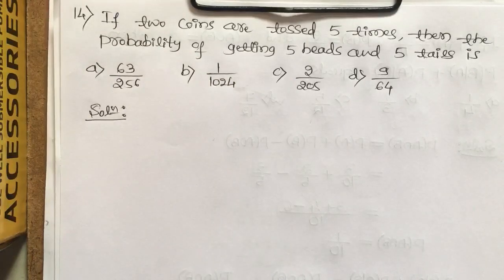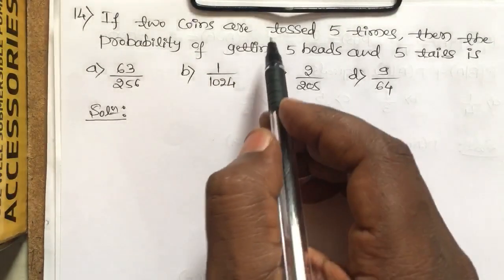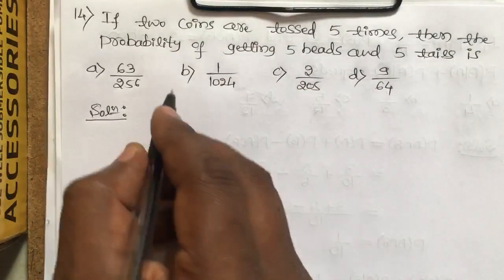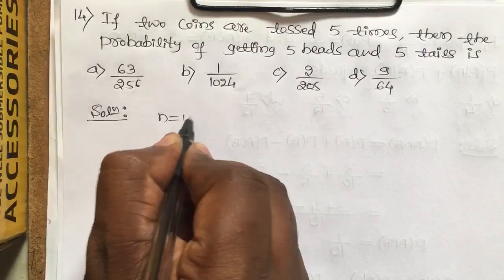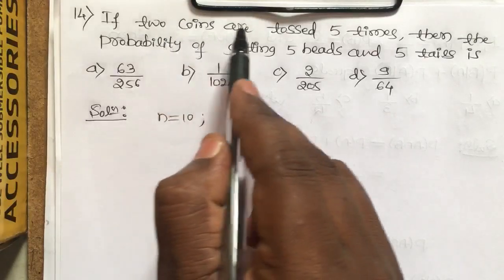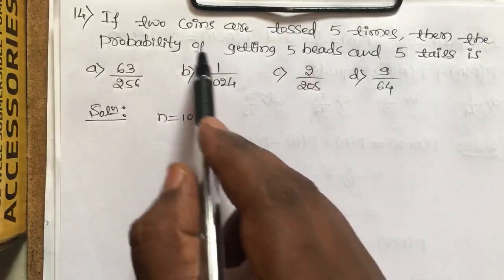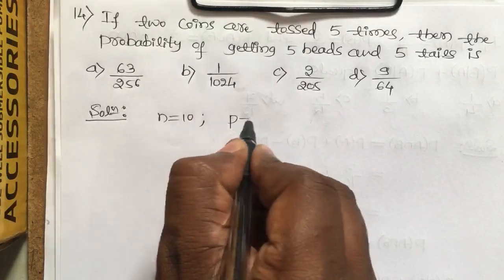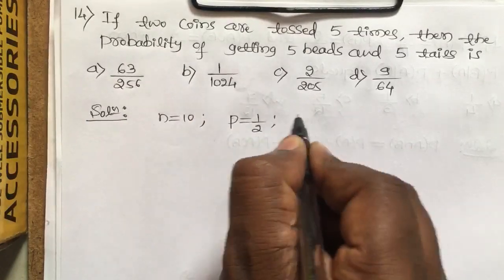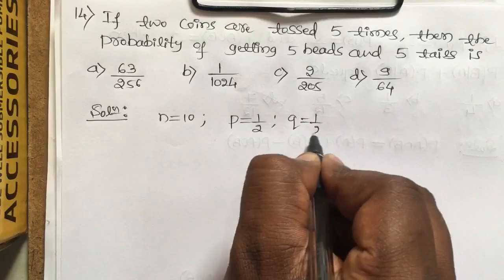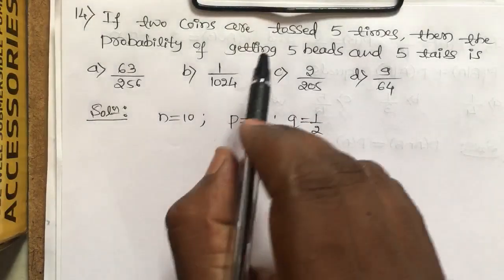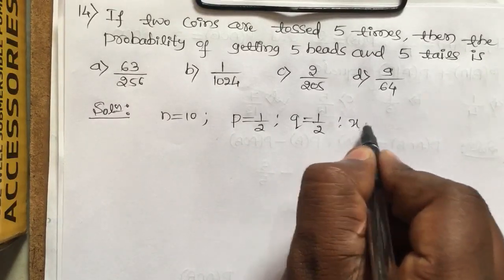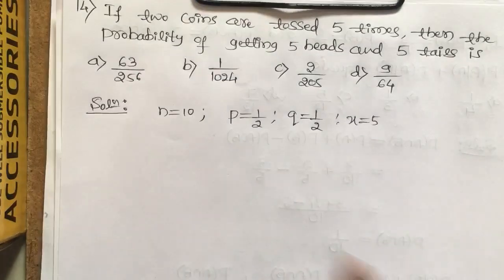If 2 coins are tossed 5 times, this is equivalent to tossing a single coin 10 times. That means the value of n is 10, because you are tossing 2 coins 5 times. That is why I have taken n as 10. So the p value will be 1 by 2 and q is also 1 by 2, and getting 5 heads and 5 tails means small x is equal to 5.